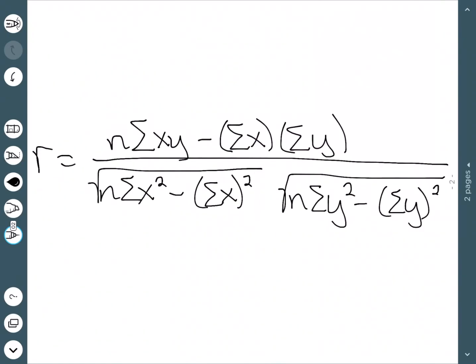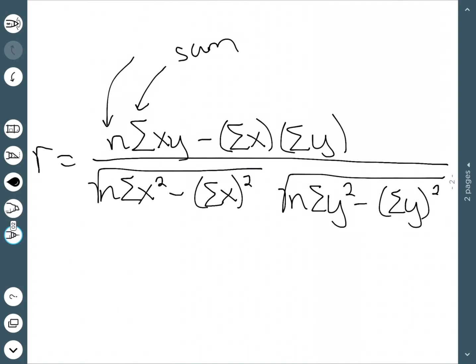Here's our formula for the correlation coefficient. N is going to be the number of things that you have, the total number of data points. X and Y are your variables, and this symbol here means sum. So essentially this means we're going to multiply all of our x variables by the y values and then add them up. And then we'll multiply that by the number of things we have.